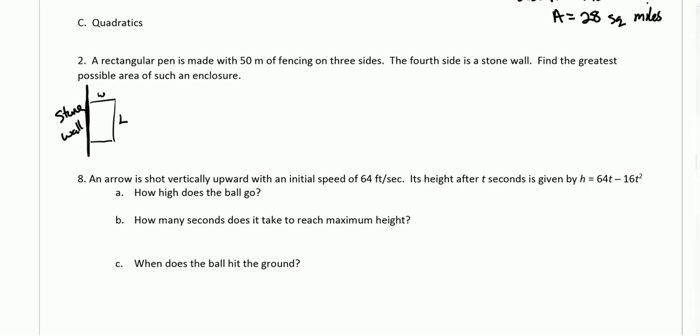So in the perimeter of this fence, we know that W plus W plus L is got to be our 50 meters of fencing, or 2W plus L is 50. We want the greatest possible area. We know the area of a rectangle is length times width.